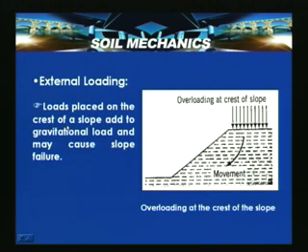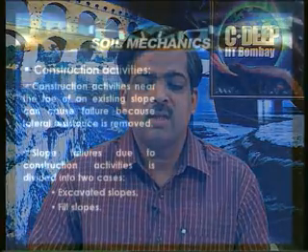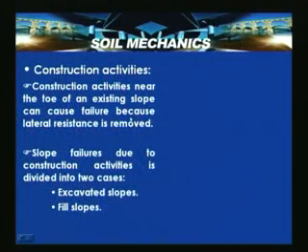So if this external loading added at the crest occurs far away from the crest of the slope, then we can say the influence is minimal, but if it is within the vicinity of the crest of the slope, then its effect cannot be ignored. Another aspect which we discussed is construction activities. Construction activities near the toe of an existing slope can cause failure because lateral resistance is removed. Sometimes we do excavations at the toe. When the excavation is carried out at the toe, we are actually undermining the slope, and it will induce a failure.